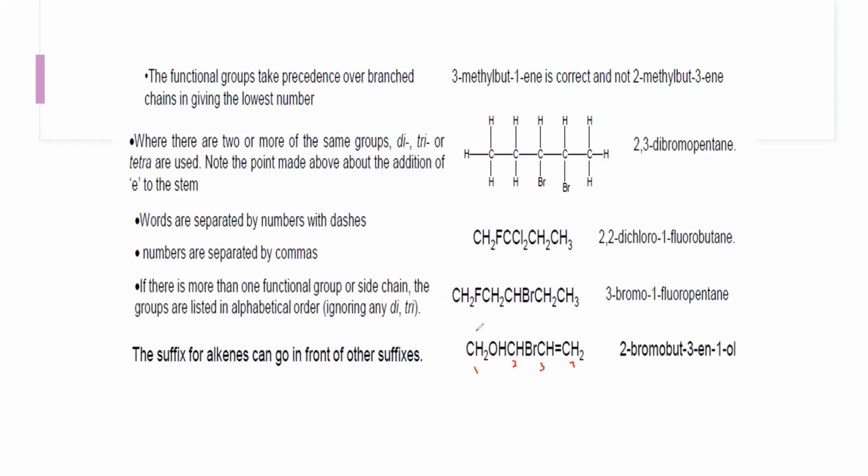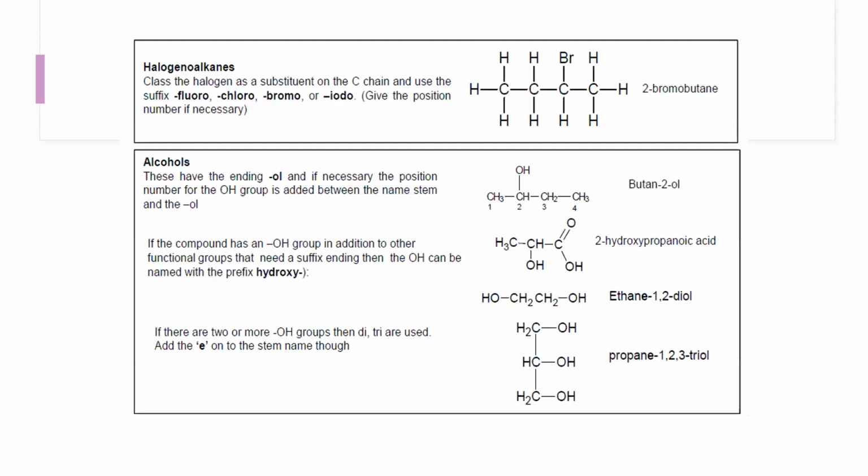This is the structural formula given. So OH is attached to the first carbon, bromine is attached to the second carbon, and the double bond to the third carbon. So it's 2-bromo, because for halogen alkanes we always use a prefix. Because of 4 carbons, 3-ene is the position of the double bond, and 1-ol because the OH is attached to the first carbon. Is this example clear? Any doubt till this point?